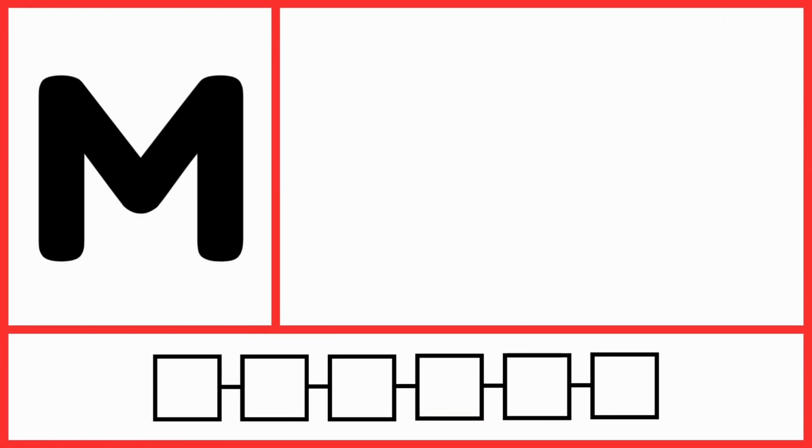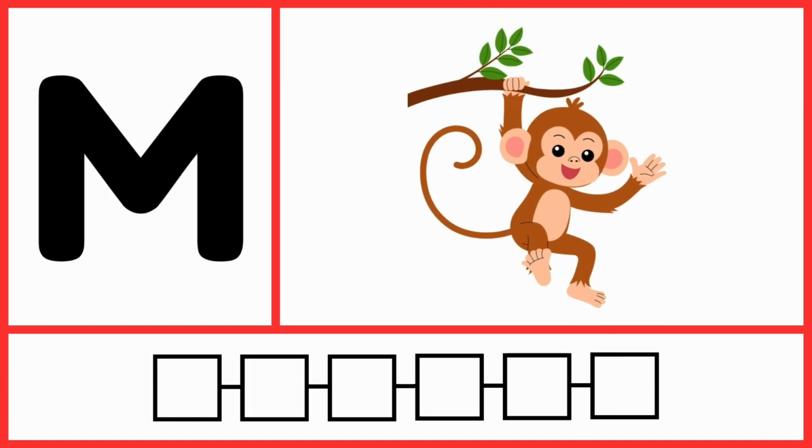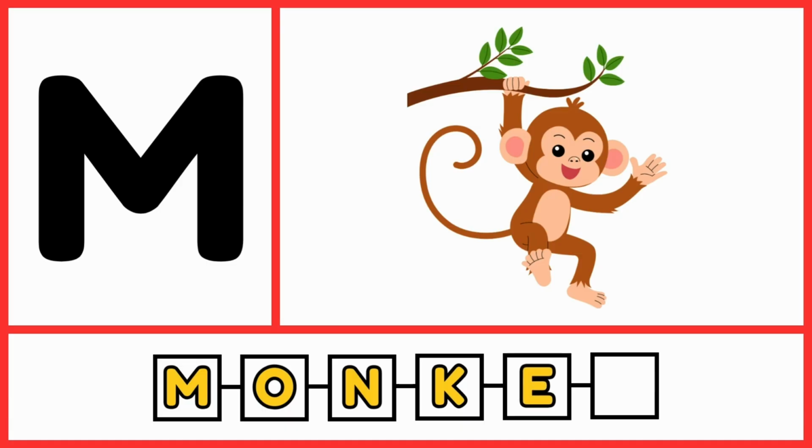M. M is for monkey. Let's spell it. M, O, N, K, E, Y. M is for monkey.